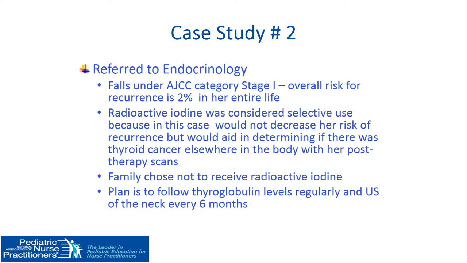Radioactive iodine was considered, but in this case, it wouldn't treat her. It wouldn't decrease her risk of recurrence because it was already so low. But it would tell us with the scans if it was anywhere else in her body. The family chose not to receive the radioactive iodine, and the plan is just to follow her thyroglobulin levels and ultrasounds every 6 months. She's been doing well. Thyroglobulin level is normal, her ultrasounds have been normal, and she's doing fine, so we'll just continue to monitor her.